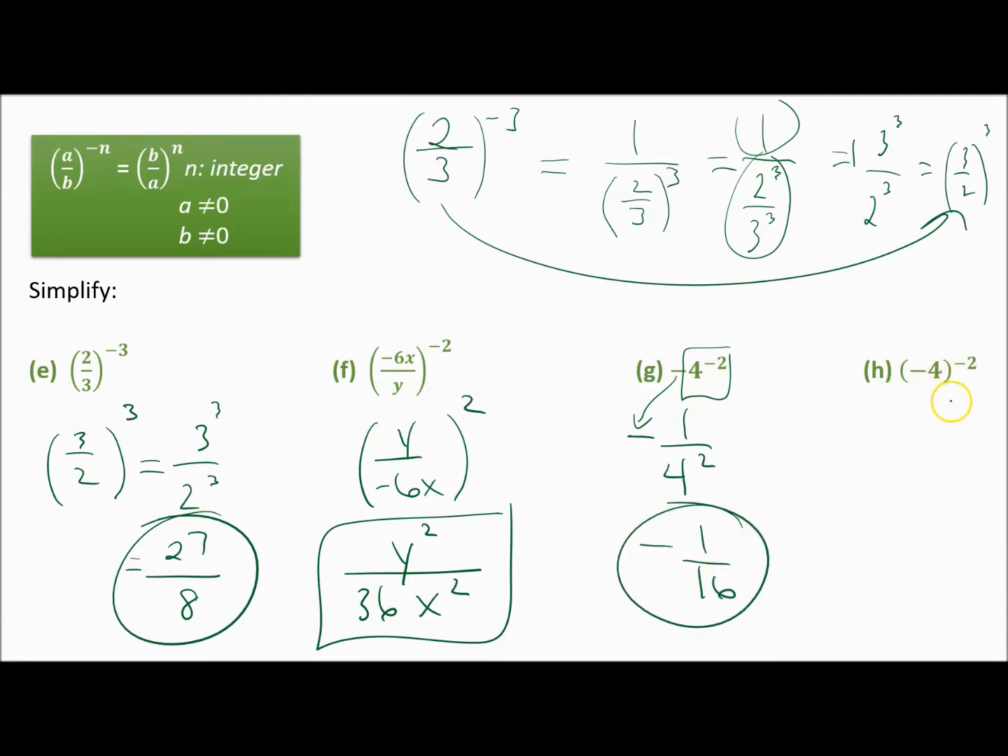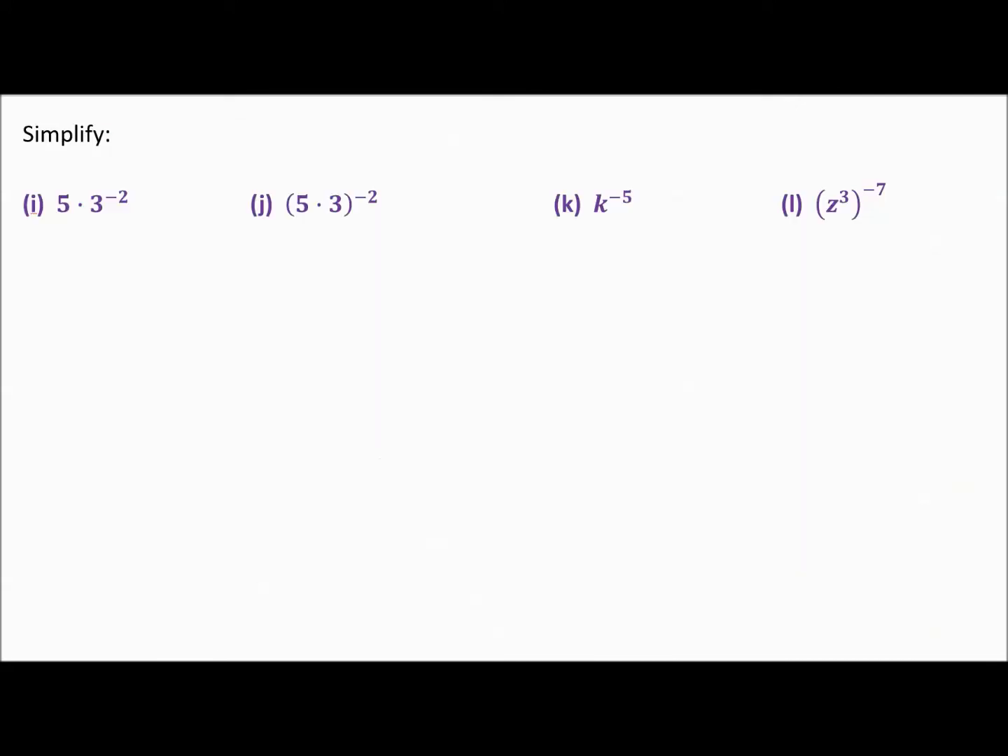On the other hand, for h, because this entire negative 4 is raised to the negative 2, that means this is 1 over negative 4 to the positive 2. Now, negative 4 squared is negative 4 times negative 4, that's 16, so the final answer is 1 over positive 16. All right, got some more examples.